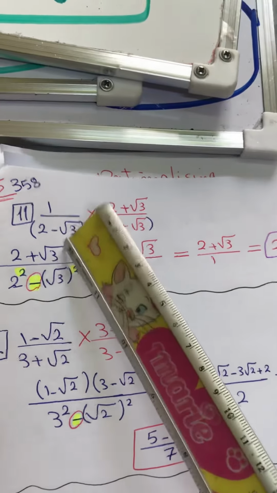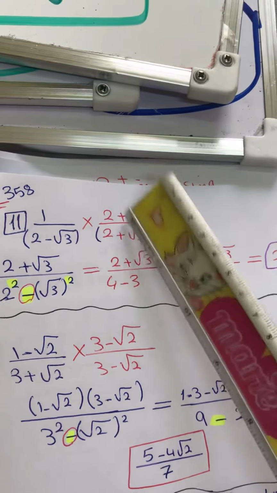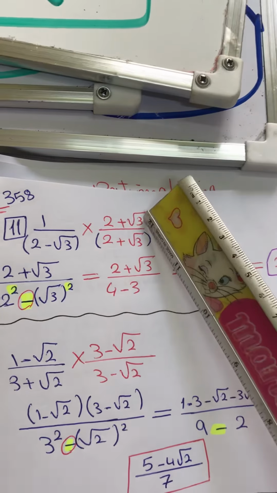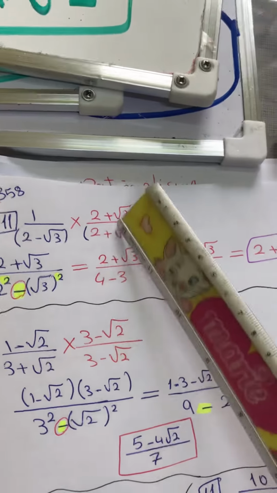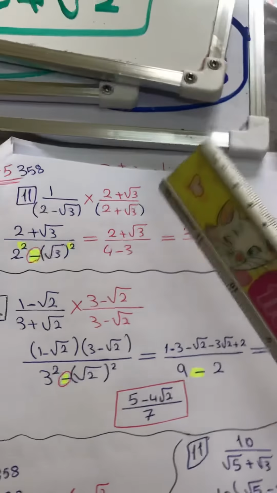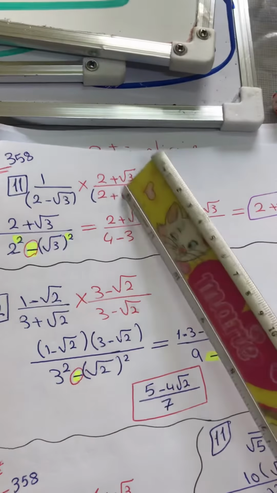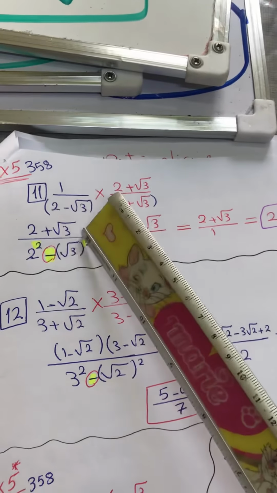What is the denominator? 2 minus square root of 3. So I'll multiply by 2 plus square root of 3 up and down. That's to say multiply by 1. I'll not change the value. Now I have 1 multiply brackets 2 plus square root of 3 equals 2 plus square root of 3.